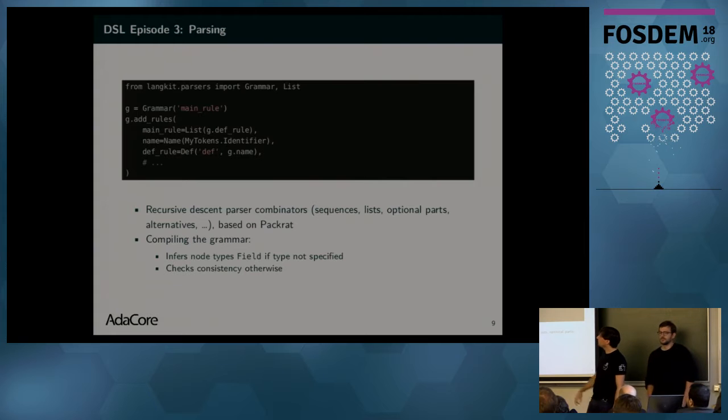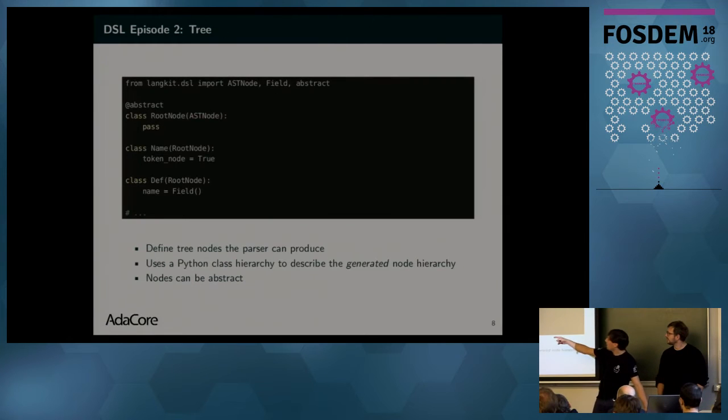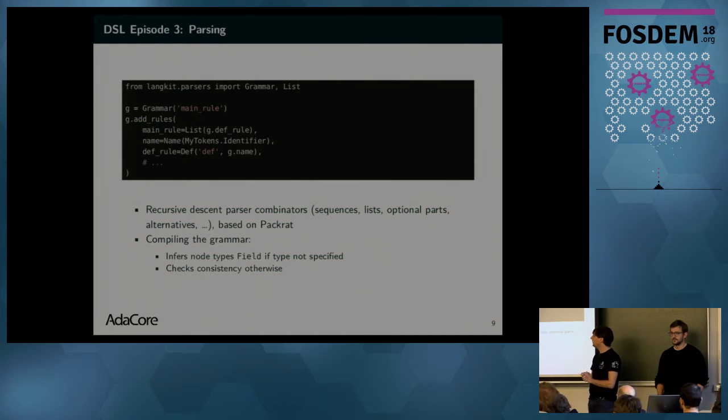Langkit will take all the definitions I showed and will compile that. In particular, it will analyze the grammar, and from it will say, okay, we're creating this kind of node with this kind of field and this kind of field, so it will perform type inference. If you remember, I can define fields without providing their type. Well, the grammar will infer types if they are not specified. Otherwise, you can specify them to be more explicit, and Langkit will check for consistency.